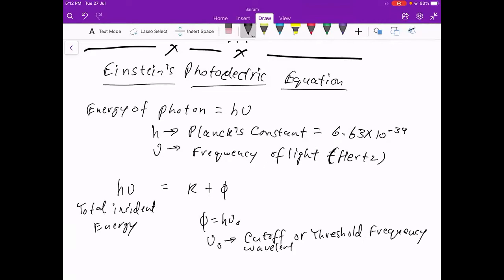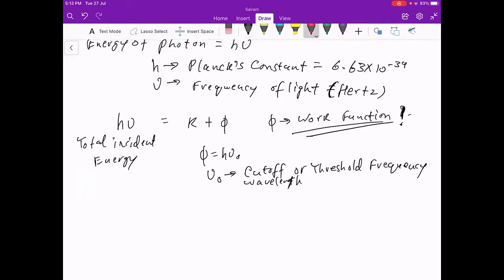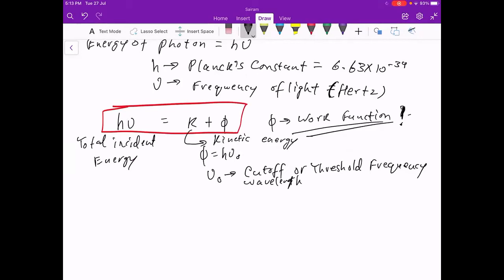So phi is called the work function of the metal. Nu naught is the cutoff or threshold frequency or wavelength. So the weird part is that phi, the work function, is equal to h nu naught. The equation will become very clear to you in just a moment. If you give me a minute's time, this is the kinetic energy of the electron that has been emitted.